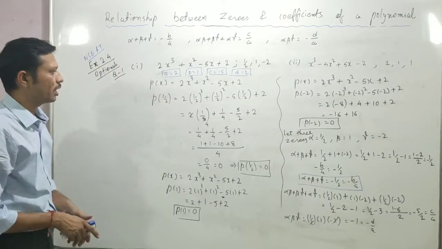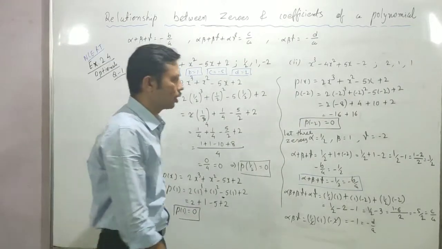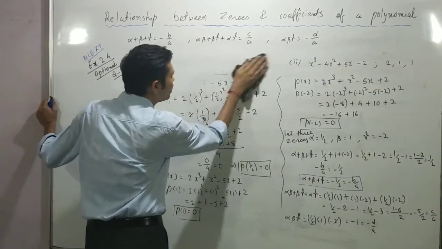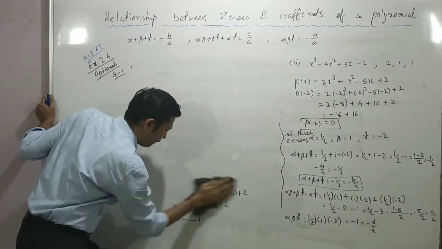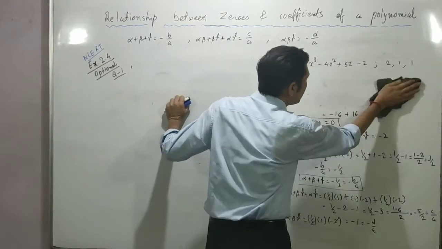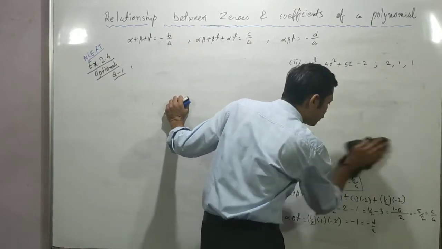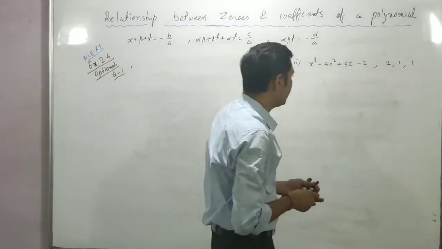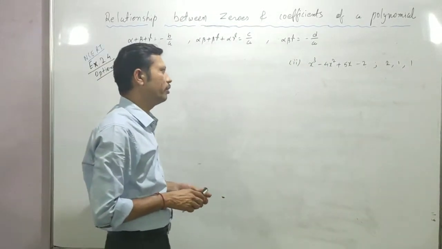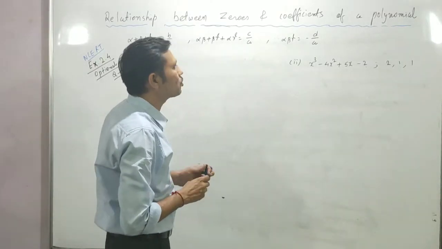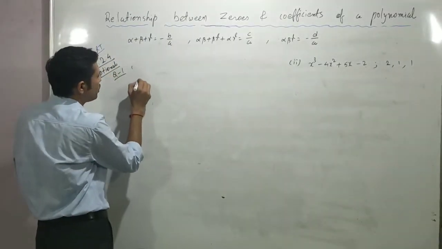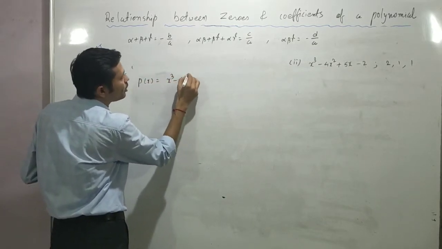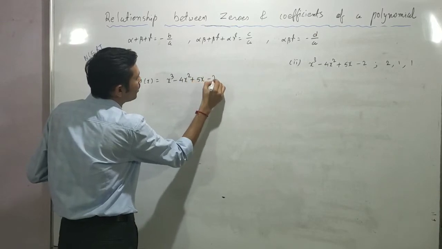Okay. Now let's take the second example. Understood? Okay. Now the second example can also be verified the same way. For this second question, again we will check by replacing all these values one by one in our polynomial and verify whether they are zeros or not, and verify the relationship also. Now for this question number 2, our polynomial, suppose I say e of x is equal to x cube minus 4x square plus 5x minus 2.